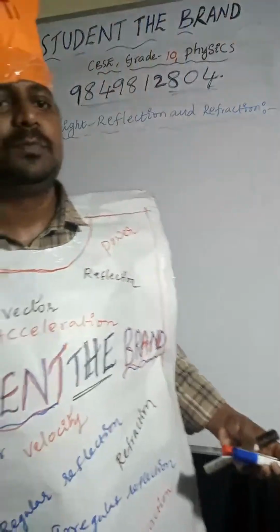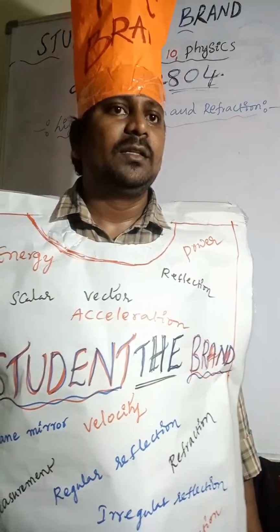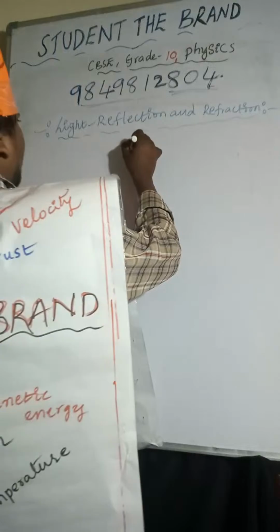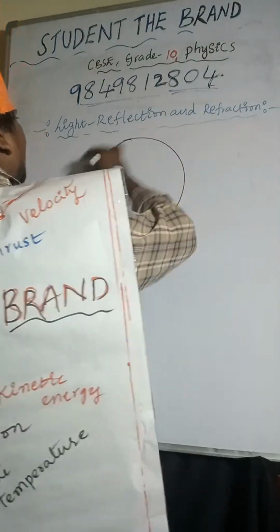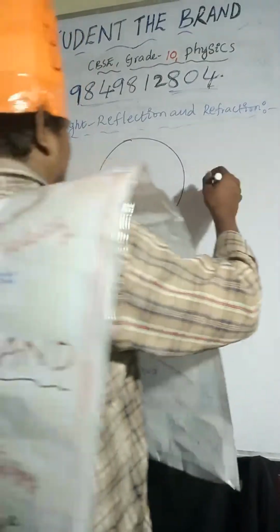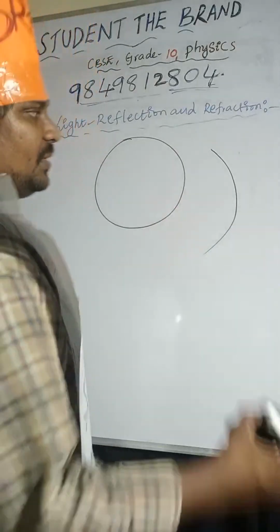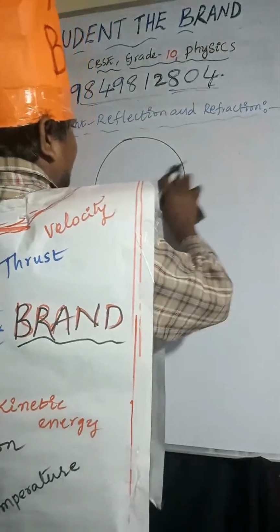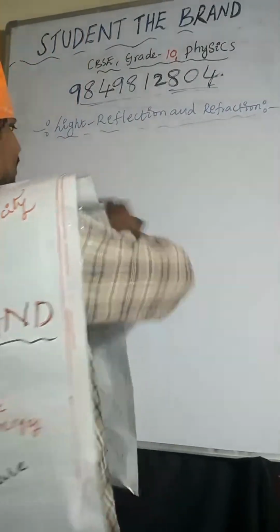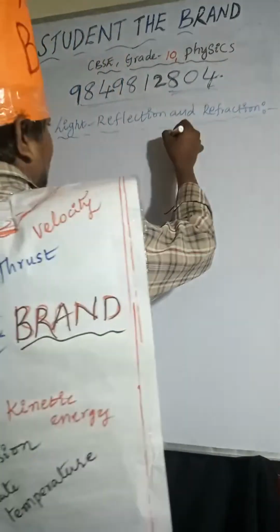Next, spherical mirrors. Here we can observe a mirror in the form of a curved shape. The mirror in the form of a curved shape is called a spherical mirror. Here I am taking a small portion. The small portion is called curvature. That is called a spherical mirror, the concave mirror. Here I am taking a concave mirror like this.